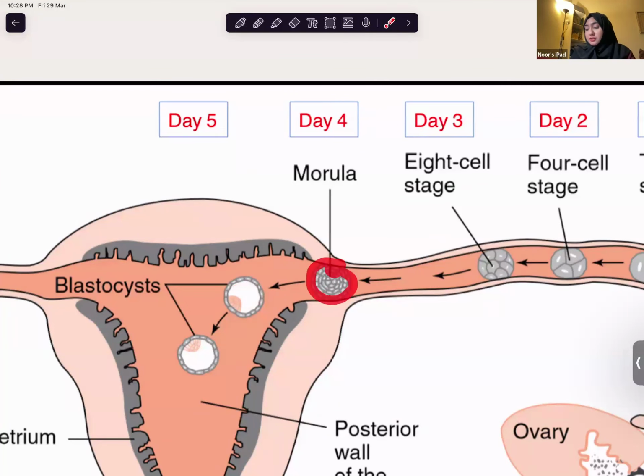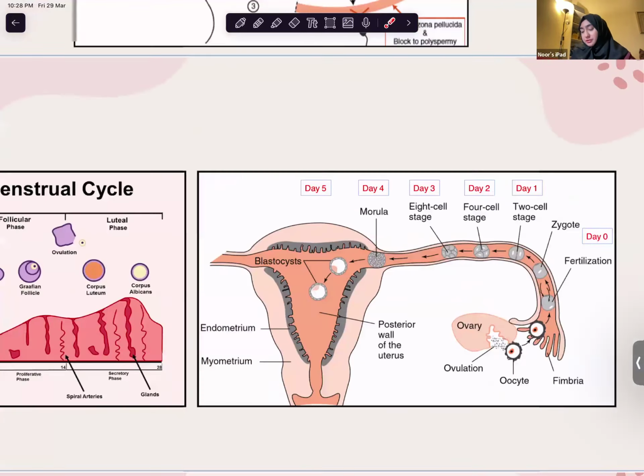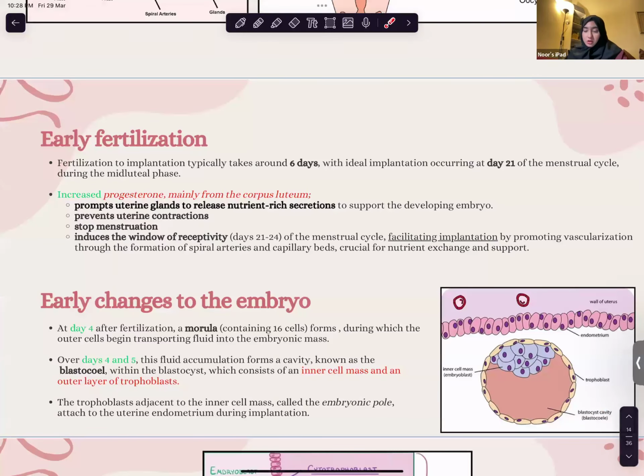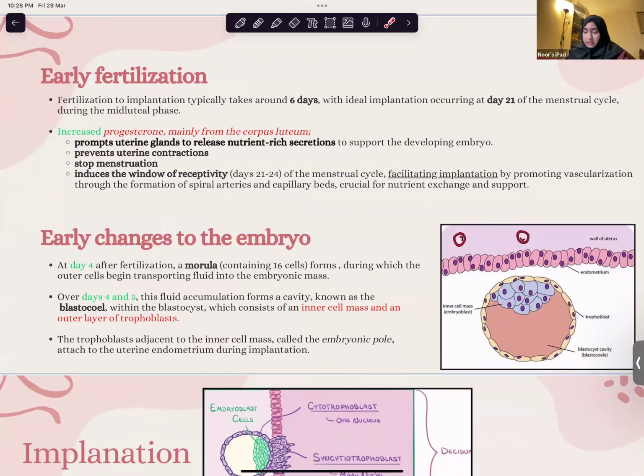It pushes all these cells to the periphery. You see the gray cells are now at the periphery, and now the structure is called the blastocyst, and the fluid inside is called the blastocele. Over day 4 and 5, the fluid accumulation forms a cavity known as blastocele. I even have a picture here. So you see here, this is basically the blastocele, and this entire structure is blastocyst. And this happens at day 4 and 5.